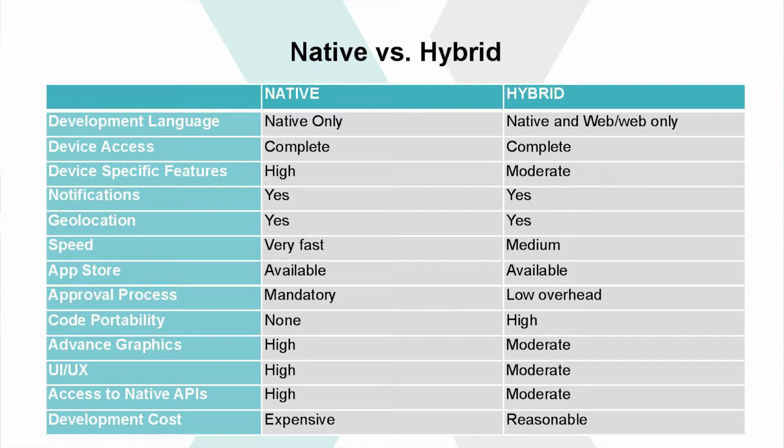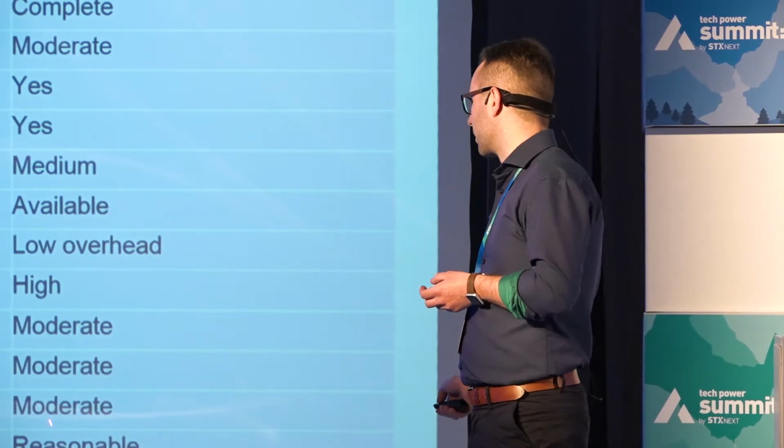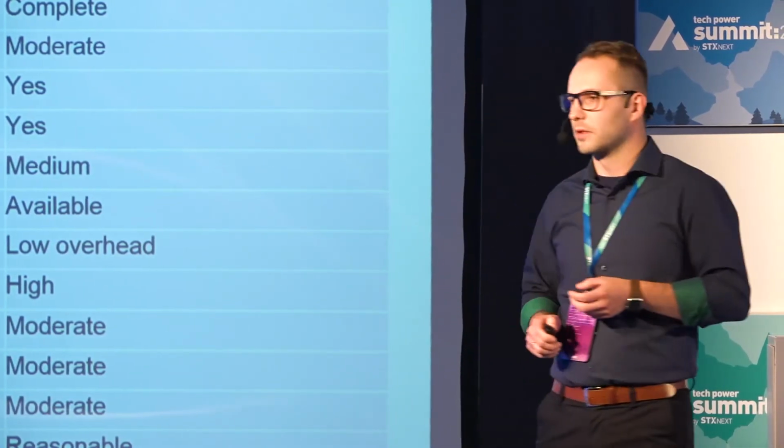Advanced graphics and access to the native APIs. For the native they are high, but on the hybrid they are moderate. And the last, development costs. For example, if we just want to launch an MVP solution into the market, native could be expensive for us, but when it comes to hybrid, that's reasonable.